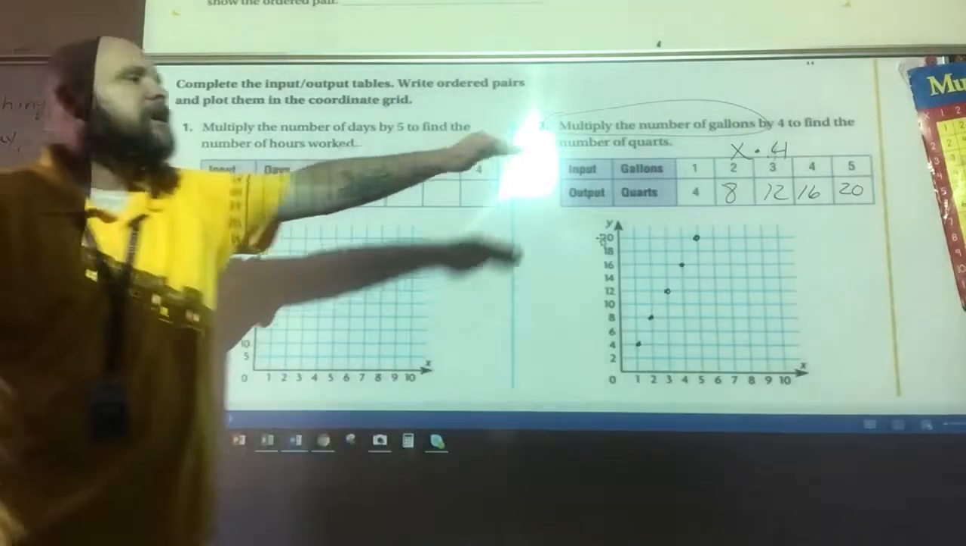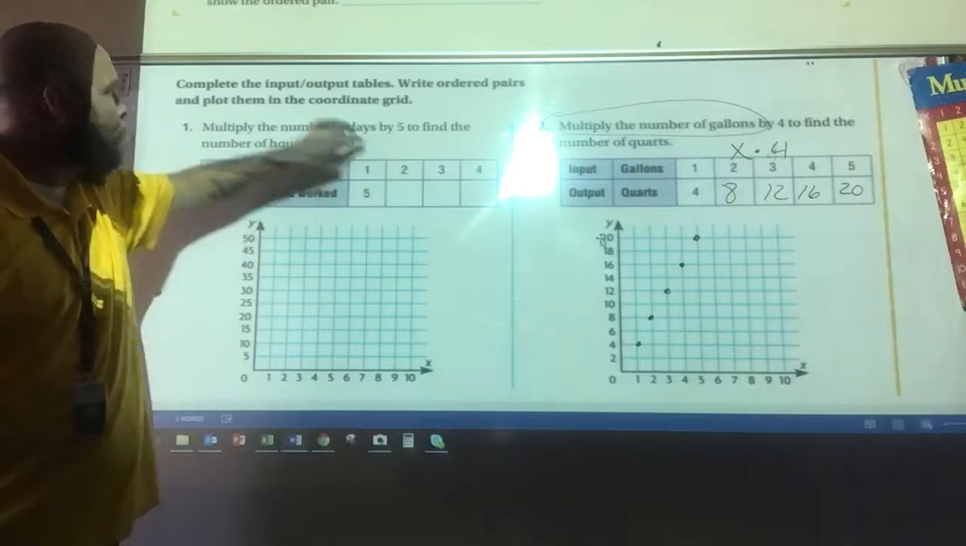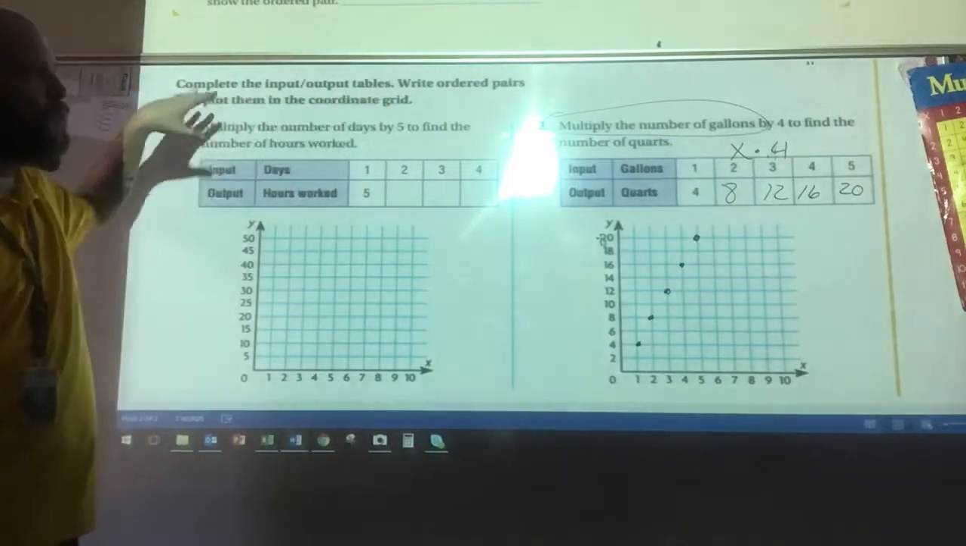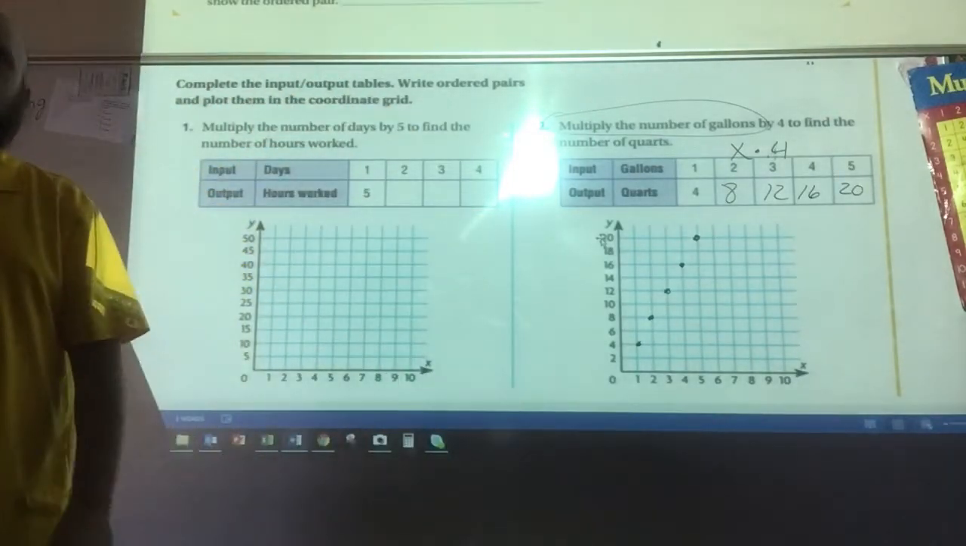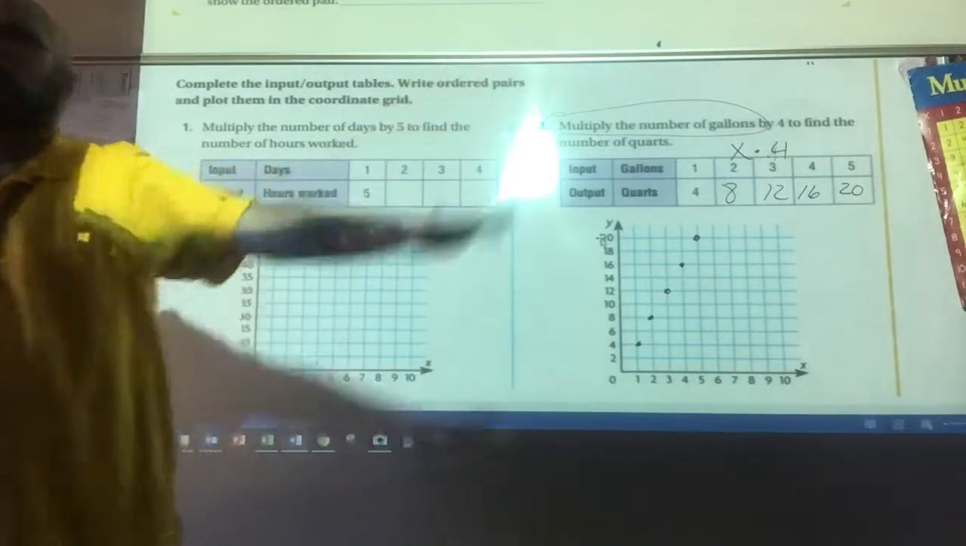So, multiplicative pattern. They give us the rule: multiply by 5, multiply by 4. So once they give you the rule, you know it should form a straight line.